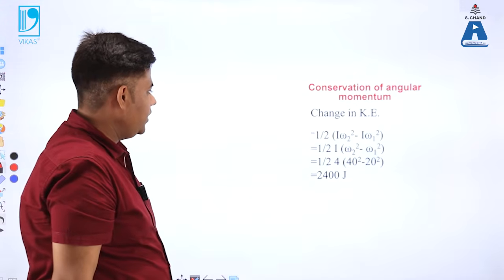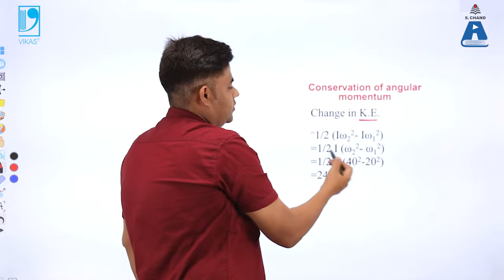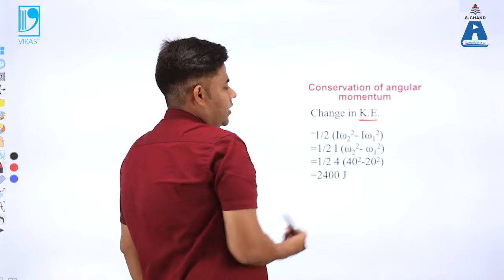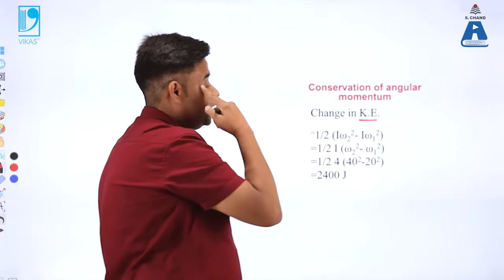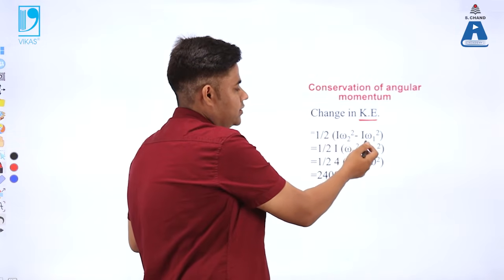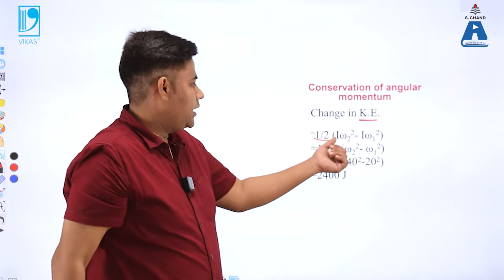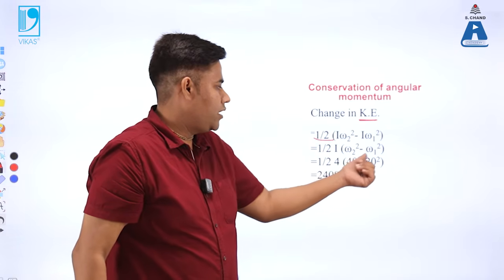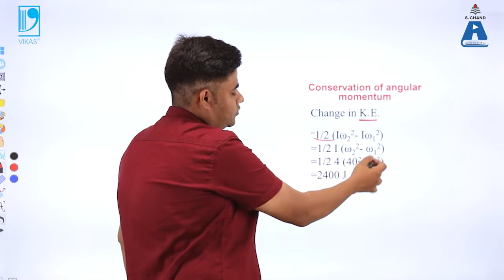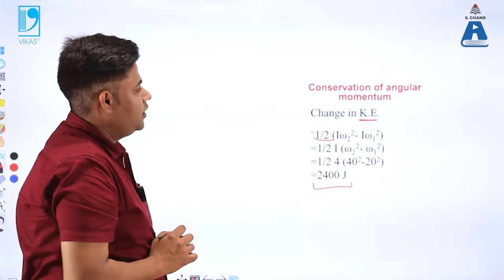And what was required in the question? It was required to find out the change in the kinetic energy. The formula for kinetic energy is half I omega square. So the change in kinetic energy would be half I omega 2 square minus half I omega 1 square. I can take half and I as common, so I omega 2 square minus omega 1 square. So I is 4, omega 2 is 40 and omega 1 is 20. I can substitute these values and I will get the final value of kinetic energy.